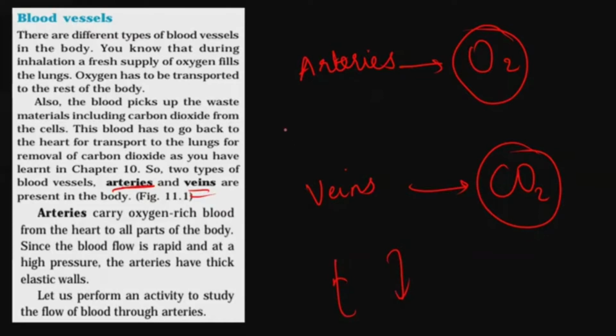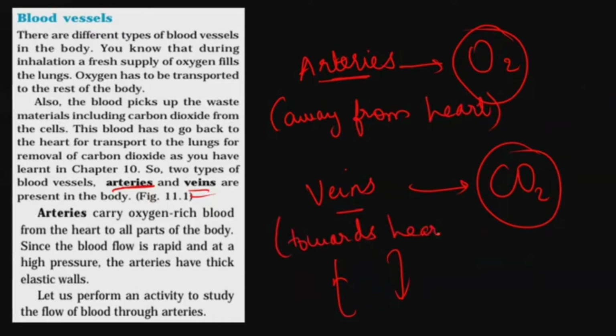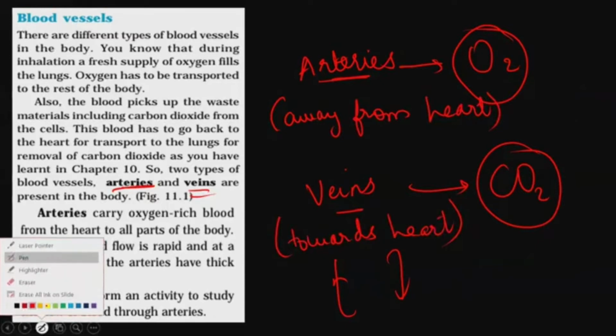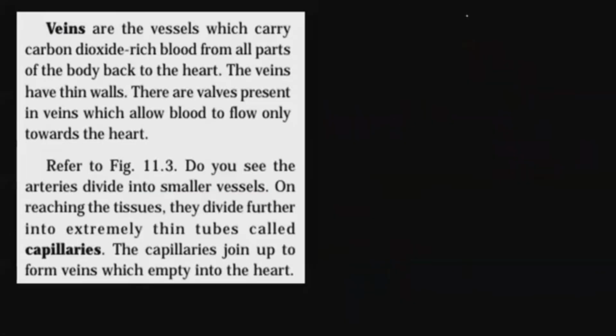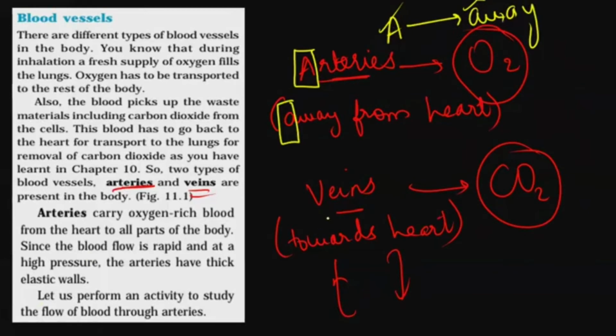So one more important fact about arteries, which is the main point, is that arteries go away from the heart. They carry blood away from the heart, whereas veins bring blood towards the heart. I can give you a trick to remember this. Arteries, A for away. So arteries carry blood away from the heart. A for artery, A for away. Veins are just the opposite. Veins carry blood towards the heart. Okay, let's move forward.